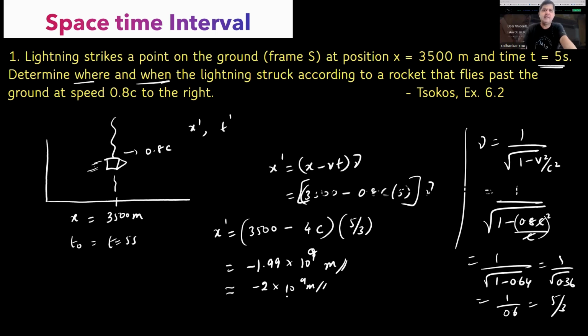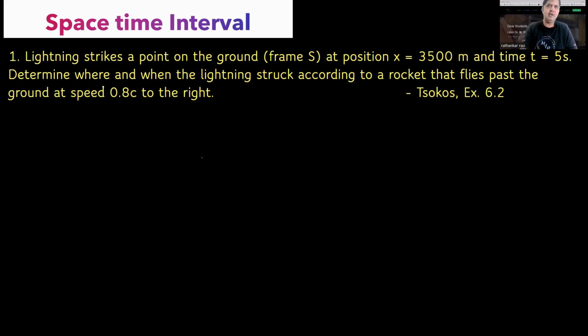Which means, where is this event actually? See, this was the coordinate, the place where lightning struck. But as the rocket moves over here, the position is seen to be around minus 2 into 10 power 9 meters. Which means this point has got shifted to somewhere over here, right? Now let us find out the time. We already found the value of x dash here. Now let us find out the value of t dash also.